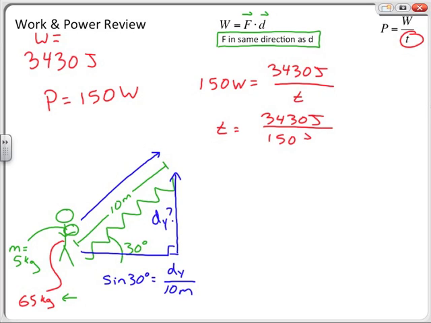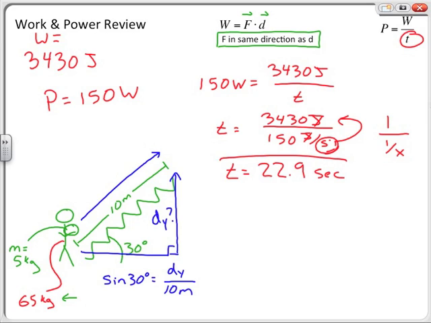But remember, a watt is a joule per second. It's just a different unit. And so now I have seconds in a denominator that's in a denominator. That means it flips up, just like 1 over 1 over x is actually the same thing as x. The importance of that is that I know from this that my time is going to be in seconds. And when I solve this out, I get 22.9 seconds. And so it's going to take me that long to go up the stairs if I'm exerting energy at that rate. So that's power. I'm using up energy at a particular rate.